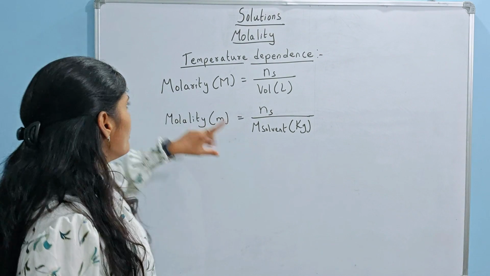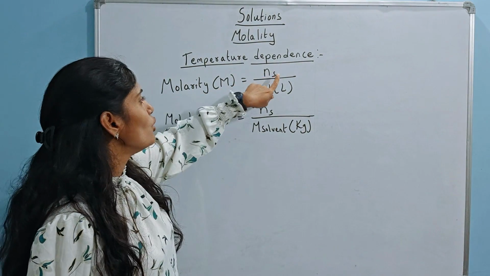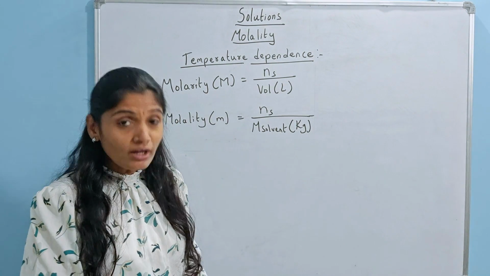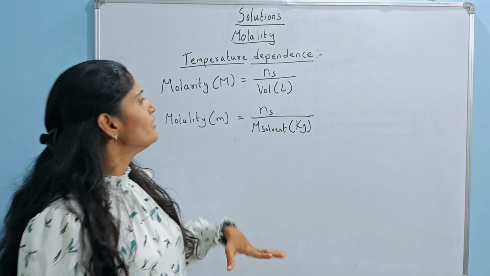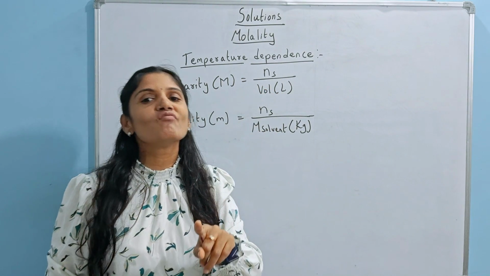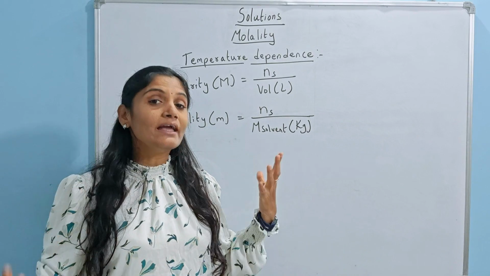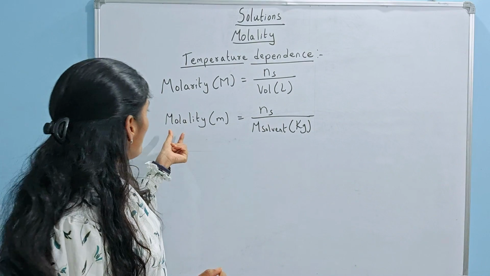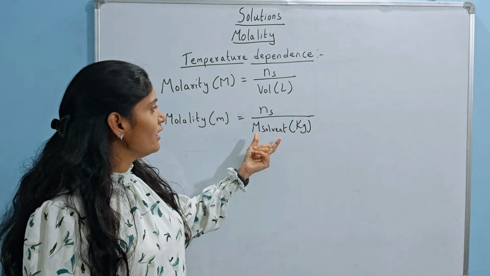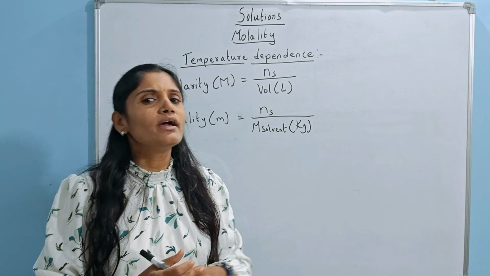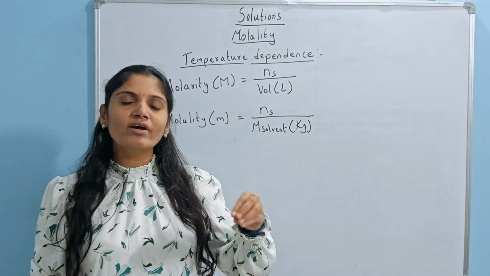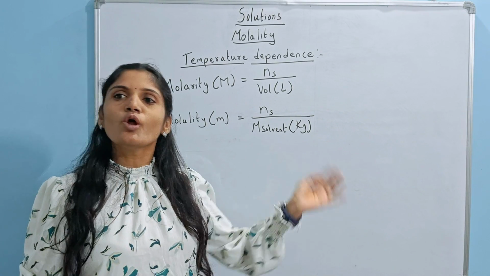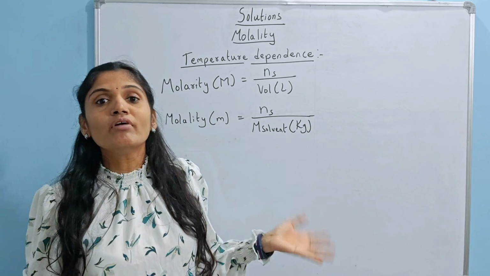Let us see. Now if you see the formula, molarity is equal to number of moles of solute divided by volume of solution in liters. If I change the temperature, the volume of the solution will get affected. If I increase or decrease the temperature, the volume of the solution definitely will get affected. Now when you come to molality, the mass of the solvent will not get affected by the temperature, because when I say the solvent is water, the mass of the water always will be constant.